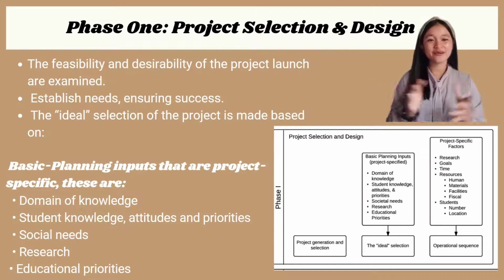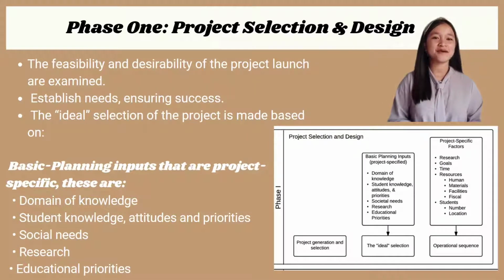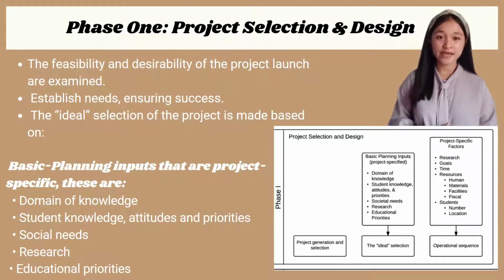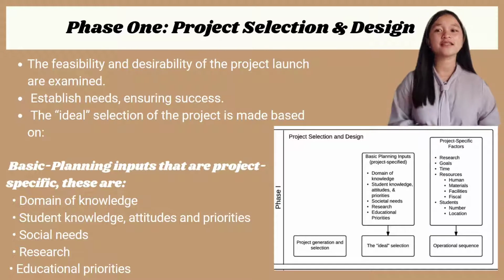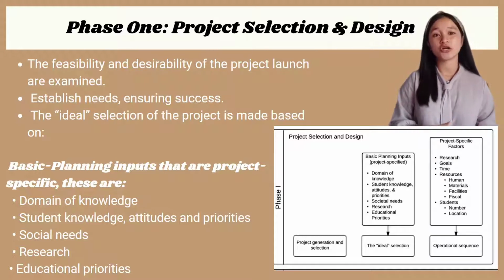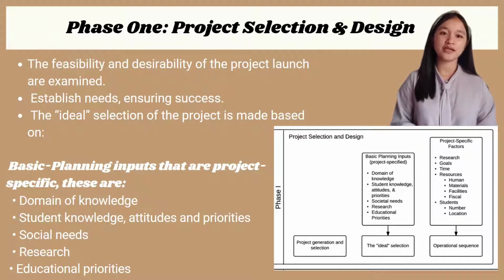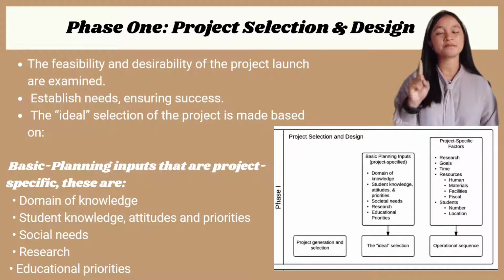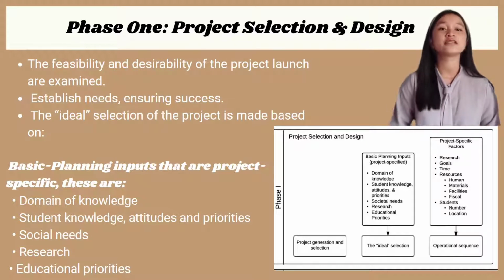Now, let's be acquainted with the two phases in a systematic design model. The first phase is what we call the project selection and design. In phase 1, the feasibility and desirability of the project launch are examined. Of course, it establishes needs and ensures the success. The ideal selection of the project is made based on the basic planning inputs that are project specific.